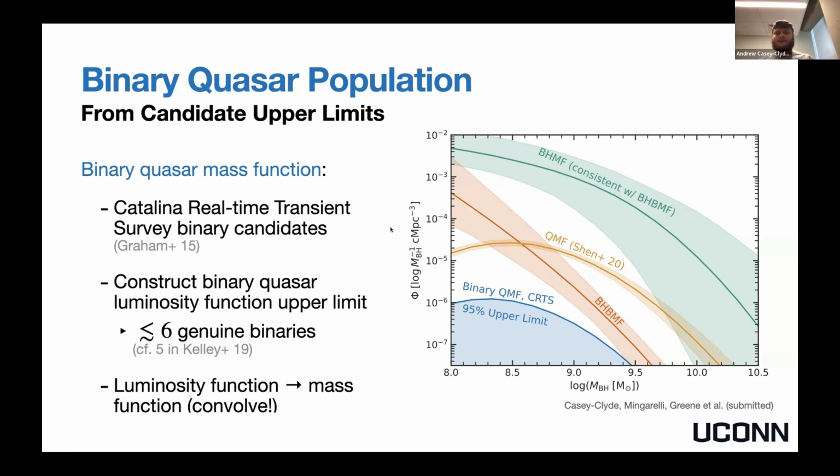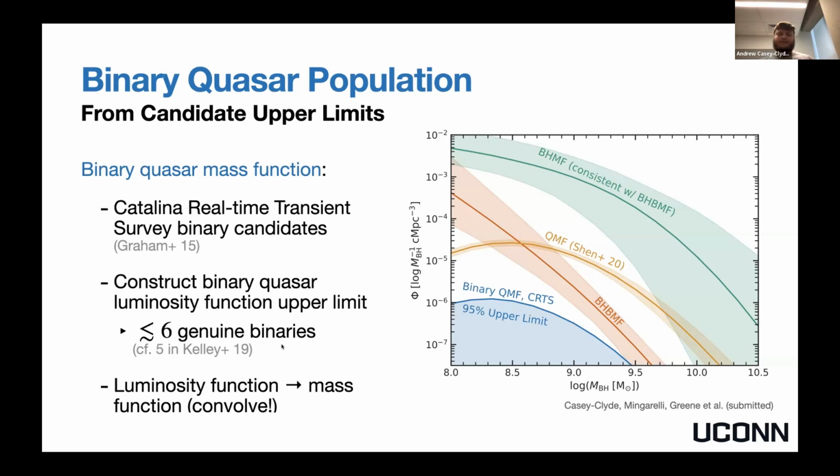And then we do the same thing for the black hole binary mass function. If every black hole binary had an associated quasar activity, how many binary quasars would we expect to see? And then we compare all of that to CRTS and say, okay, we have too many candidates in CRTS, so probably not all of these are real, but we can place some reasonable upper limits. And what we find is that we expect no more than 6 out of those 87 candidates are probably genuine. This is pretty consistent with other studies based on hydrodynamics from Kelley et al. 2019, which found no more than about 5 of the entire sample could probably be real.